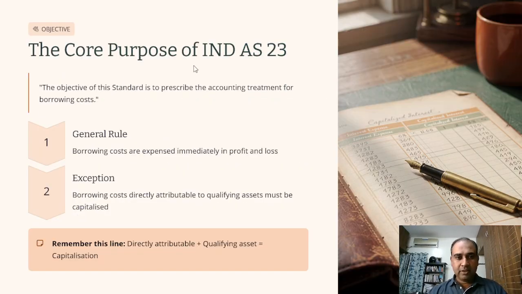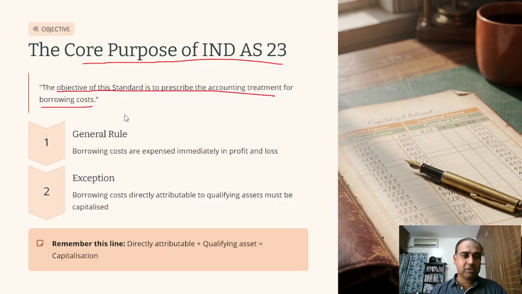Now, the core purpose of IND AS 23. What is the core purpose of IND AS 23? The objective of this standard is to prescribe the accounting treatment of borrowing cost. As we go further, we will be discussing what is a borrowing cost and what is a qualifying asset. We will get into those discussions later. So this standard will tell us what should be the treatment of borrowing cost.